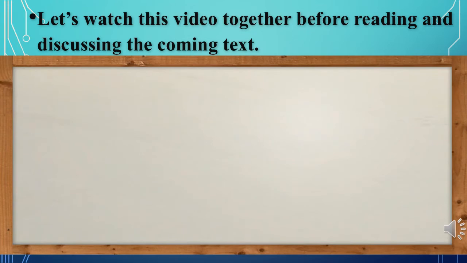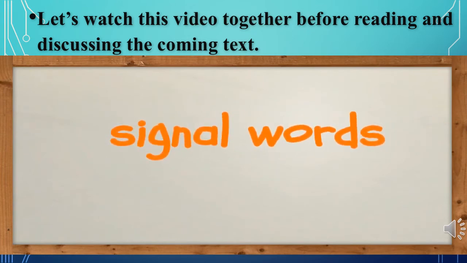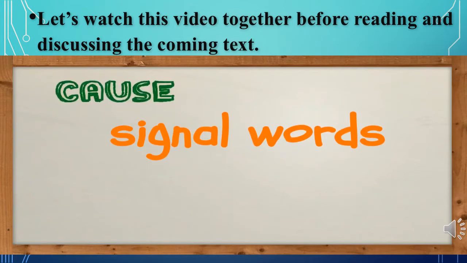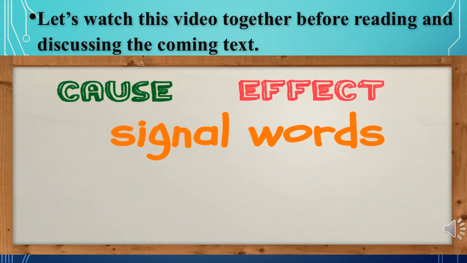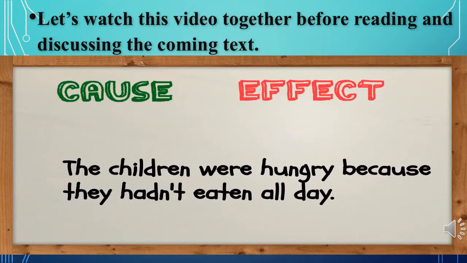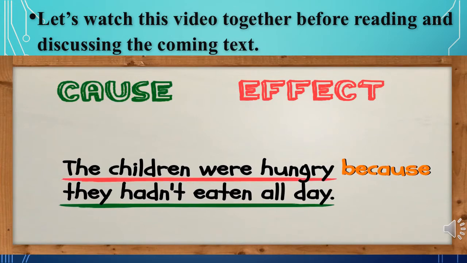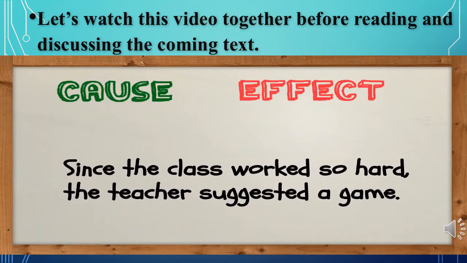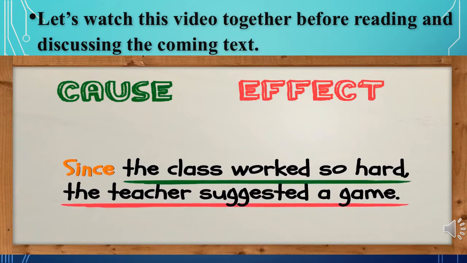Try some more on your own. In each sentence, identify the signal word or phrase, then decide which is the cause and which is the effect. The children were hungry because they hadn't eaten all day. Because signals cause and effect. This is the cause and this is the effect. Since the class worked so hard, the teacher suggested a game. The word since signals cause and effect. This is the cause, and this is the effect.